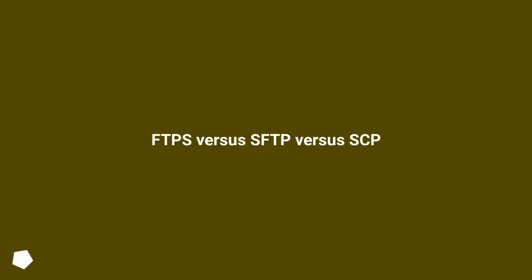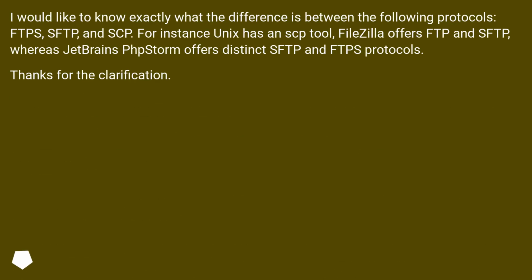FTPS versus SFTP versus SCP. I would like to know exactly what the difference is between the following protocols: FTPS, SFTP, and SCP. For instance, Unix has an SCP tool, FileZilla offers FTP and SFTP, whereas JetBrains Storm offers distinct SFTP and FTPS protocols. Thanks for the clarification.